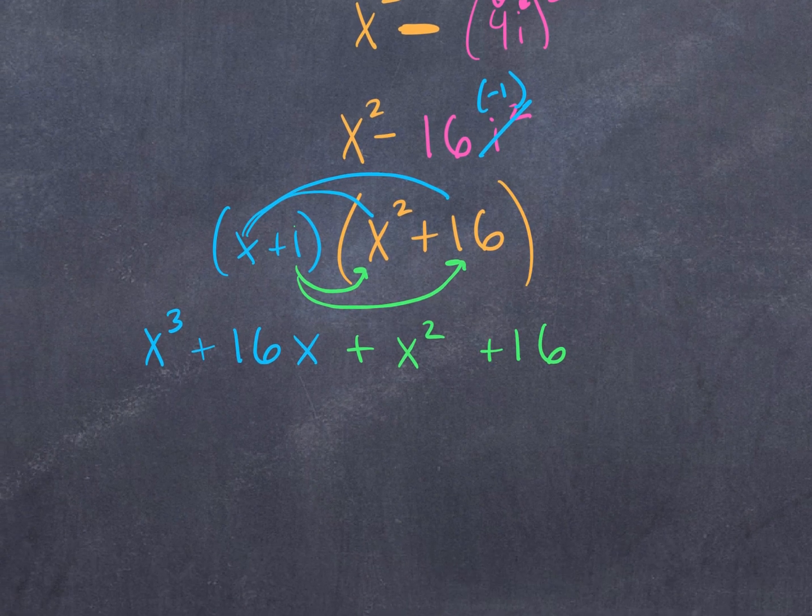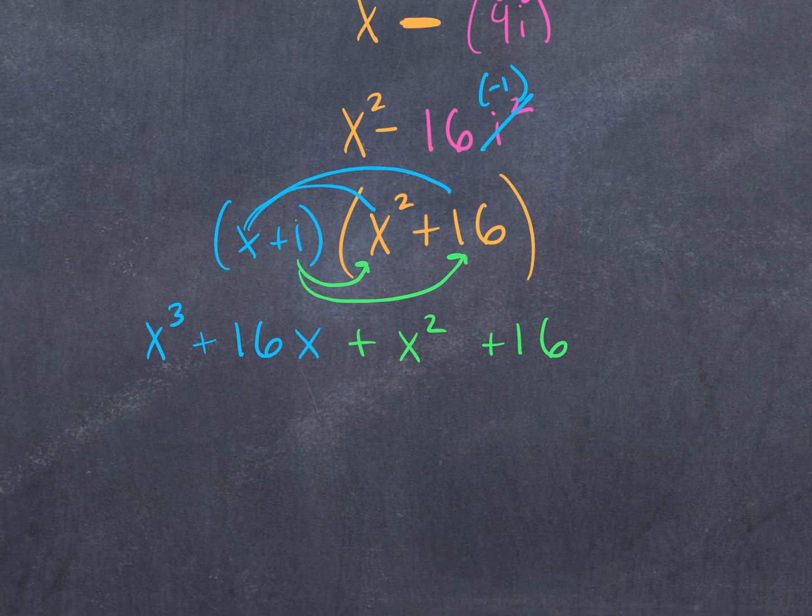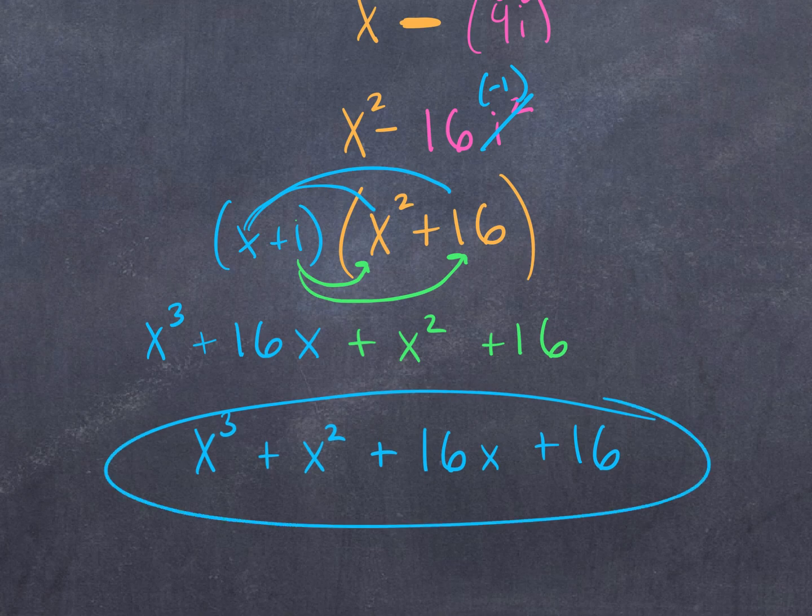16. Am I done? Can I leave my answer like this? What's wrong with it? I got to put it in order. So I got to put it in standard form. Start with your highest degree. What would come next? So plus x squared. What's next? Plus 16x plus 16. So this would be our answer.